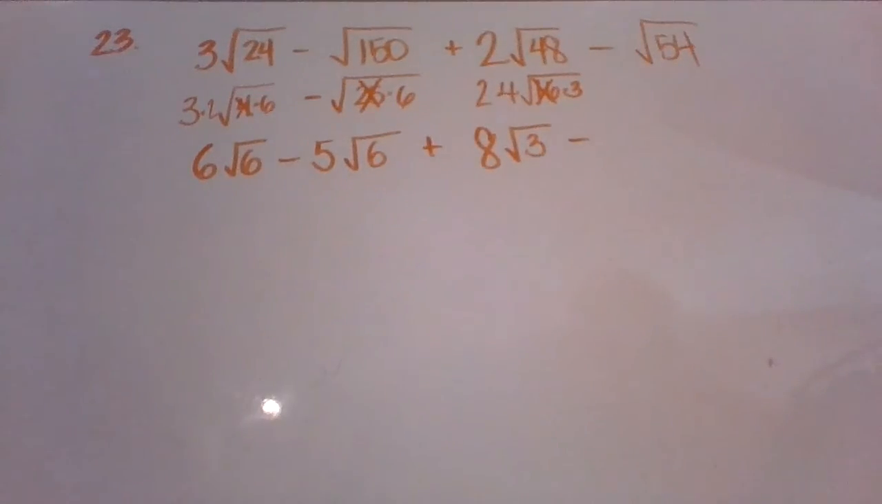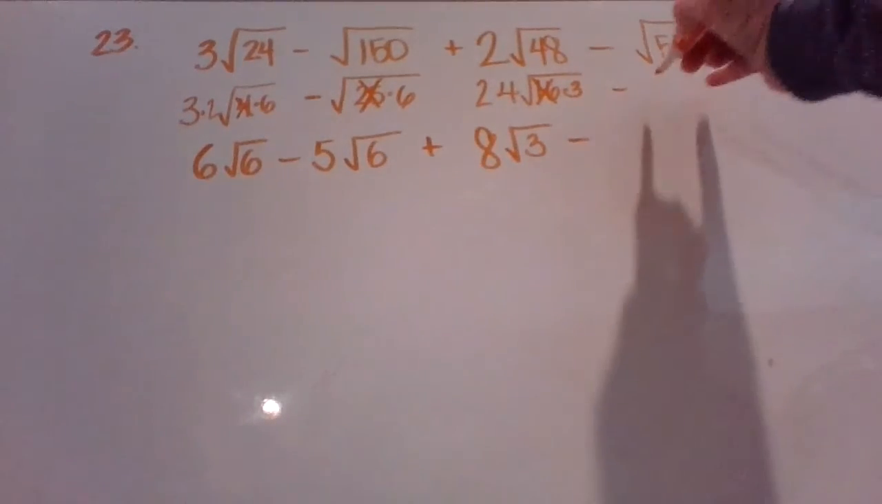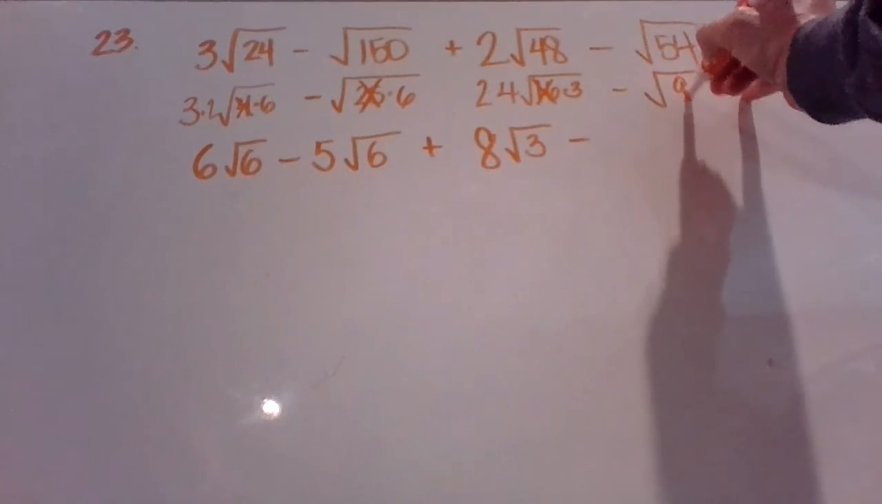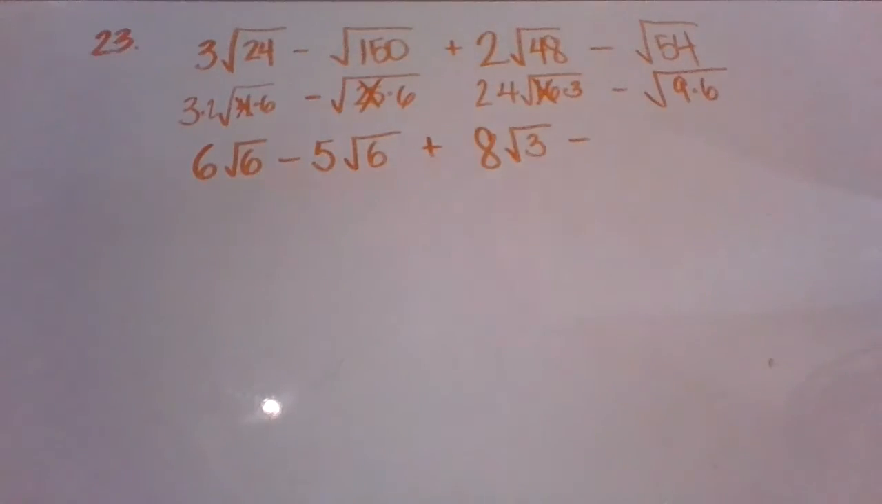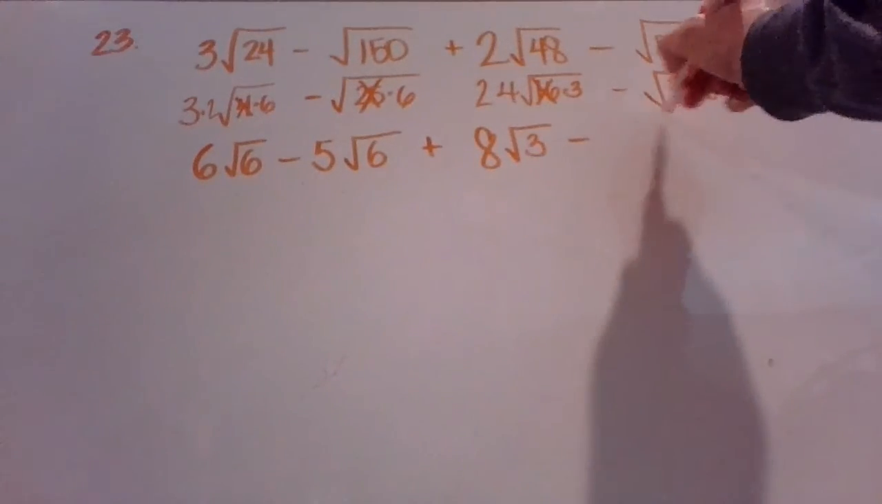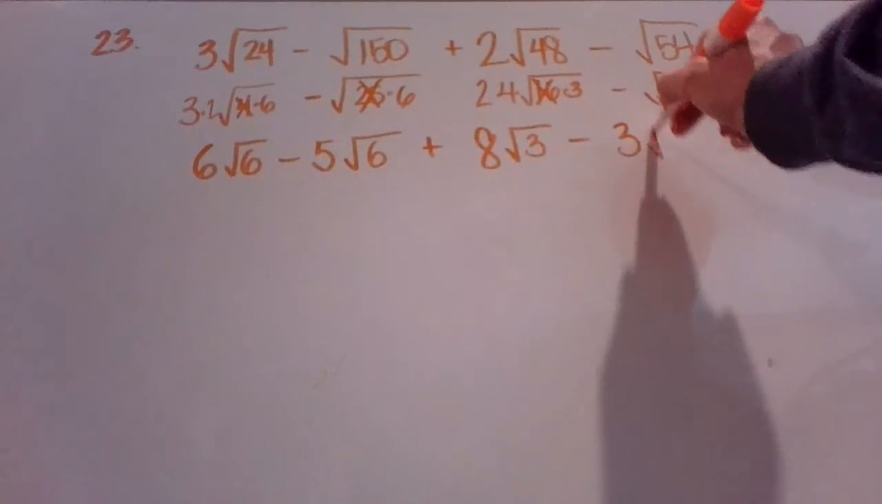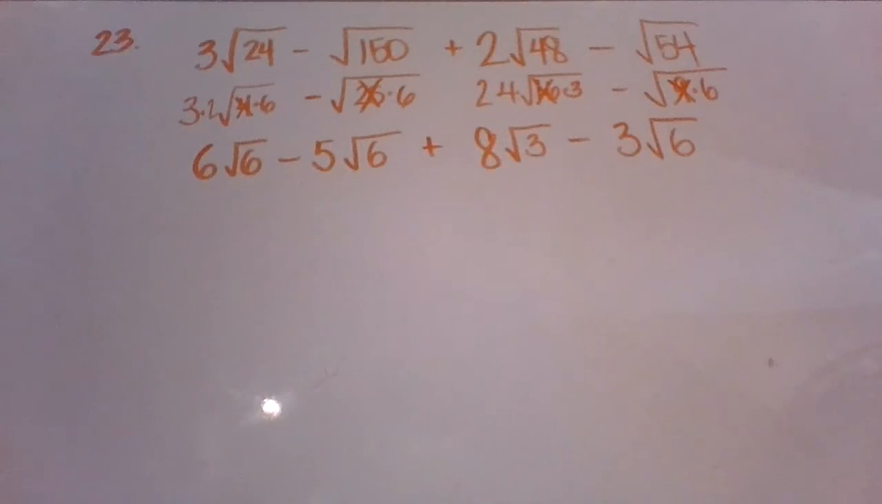Minus the square root of 54. When I think of 54, I get 9 times 6 is 54. I picked 9 times 6 because 9 is a perfect square. The square root of 9 is 3, so that gets to move to the outside. So I get 3 square root 6.